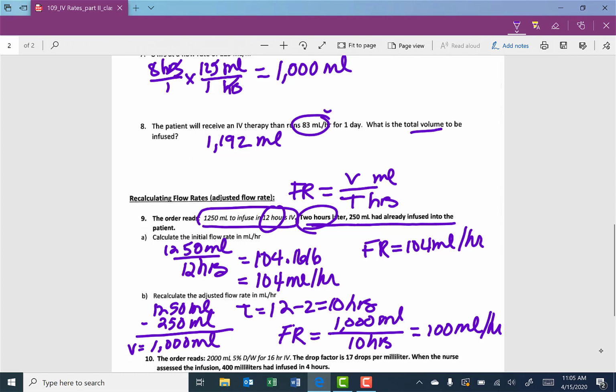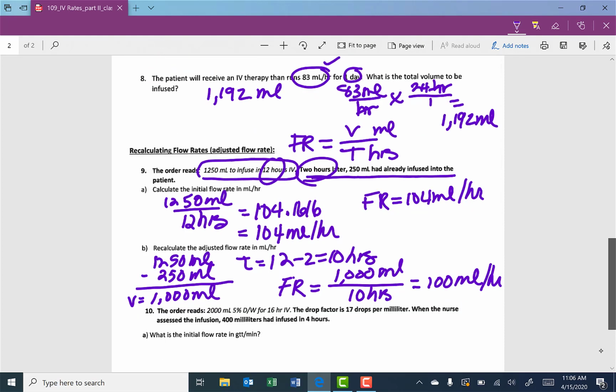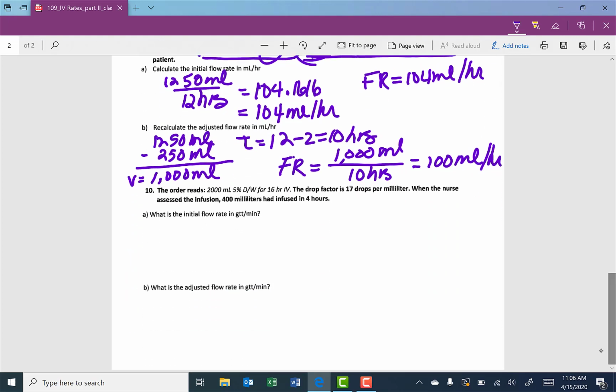So we're given 83 milliliters per hour. So we start with that. And it says for 1 day. So I guess I would ask you, how many hours is 1 day? And that's what will go up here. 1 day is 24 hours. So if you have that and you cross out your hours and you take 83 times 24, that's how you get the 1,192 milliliters.